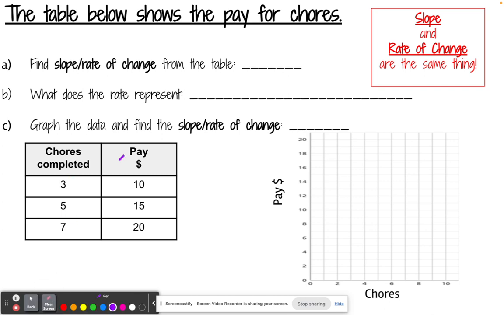For my next one, we have how much money you make and how many chores you complete. So here it went up $5, and 2 chores. So my slope, or my rate of change, is 5 over 2. What does this represent? It means that I get paid $5 for every 2 chores I complete.